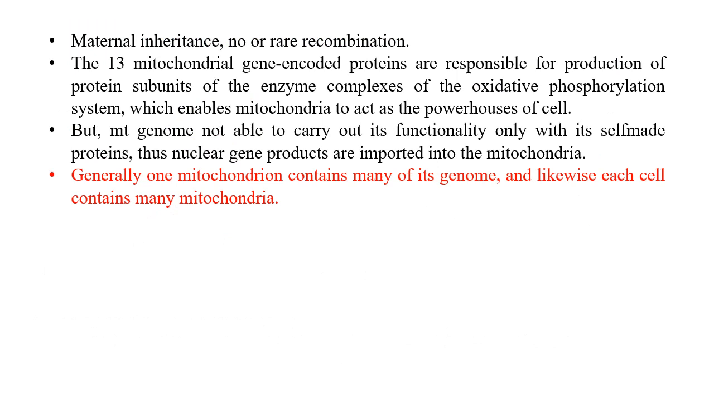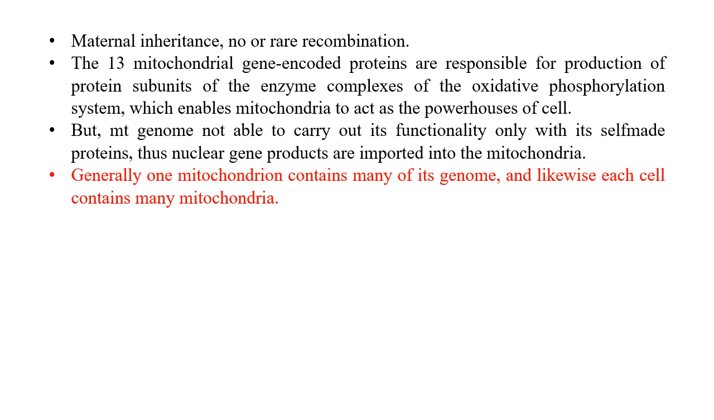In continuation of the mitochondrial genetic apparatus, one important characteristic feature that we mentioned initially is that it is of maternal inheritance. Thus, there is no or rare recombination. And because of this single line lineage, many a time mitochondrial DNA is a good choice for researchers in species differentiation. The 13 mitochondrial gene encoded proteins are responsible for production of protein subunits of the enzyme complexes of the oxidative phosphorylation system, which enables mitochondria to act as the powerhouse of the cell.